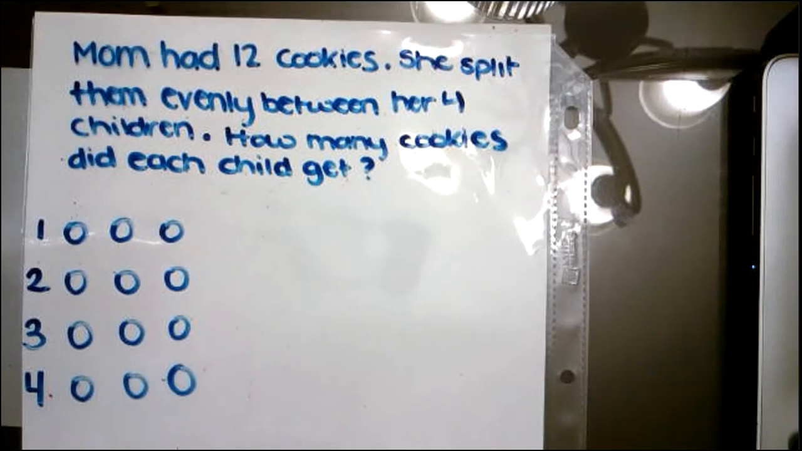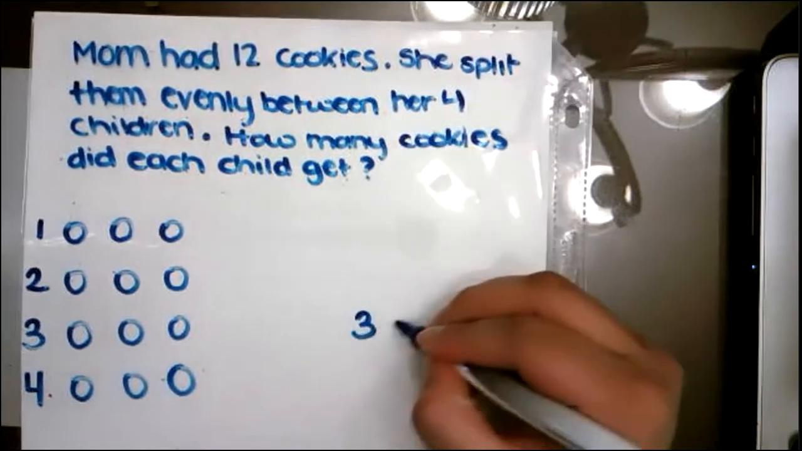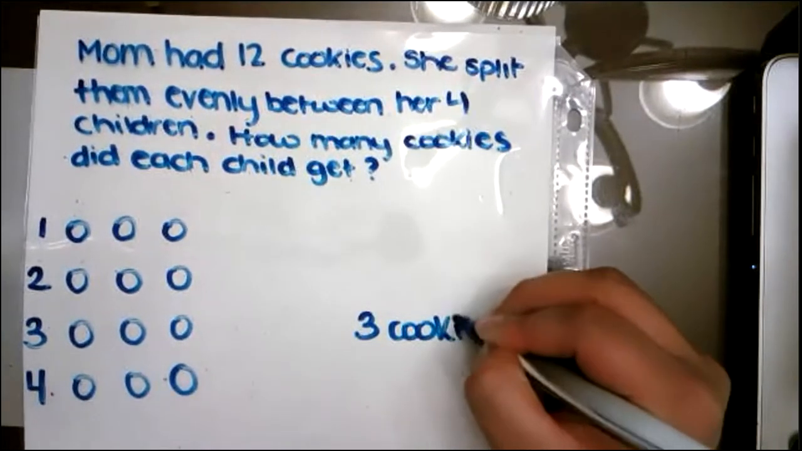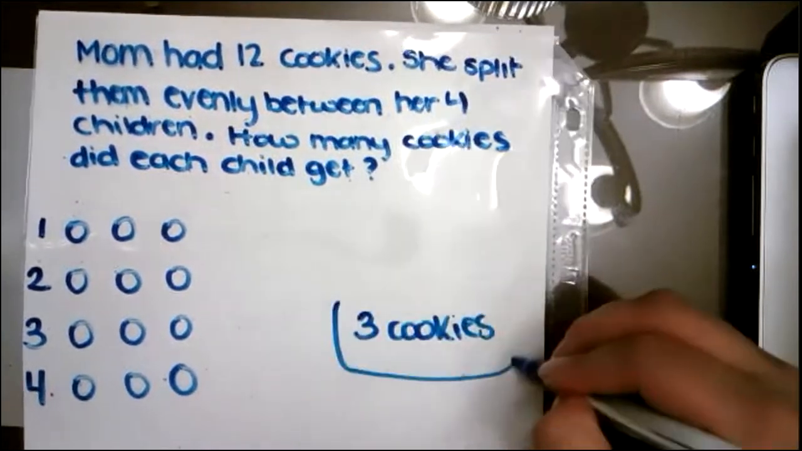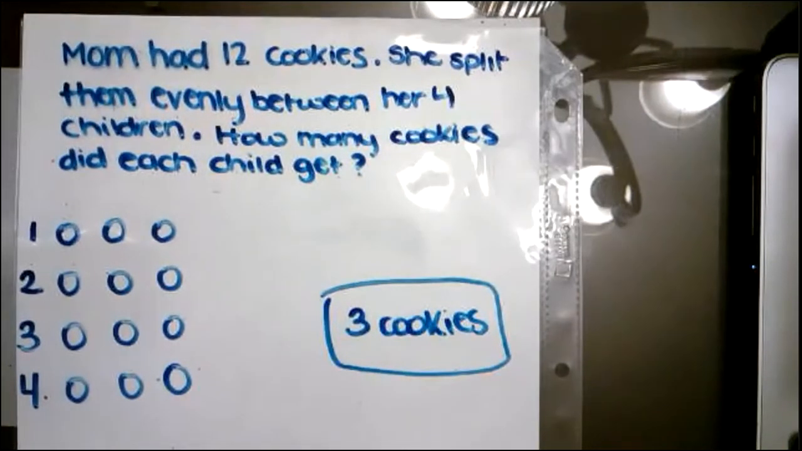3, right? So now I know that if Mom had 12 cookies and she split them up between 4 people, each person would get 3 cookies. Great job, friends. Let's do another example.